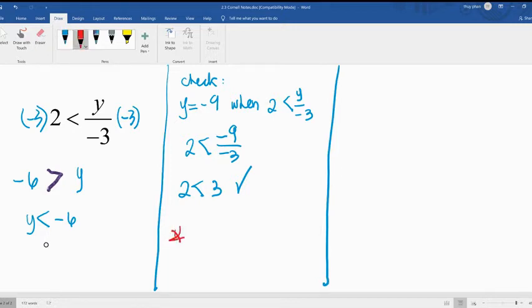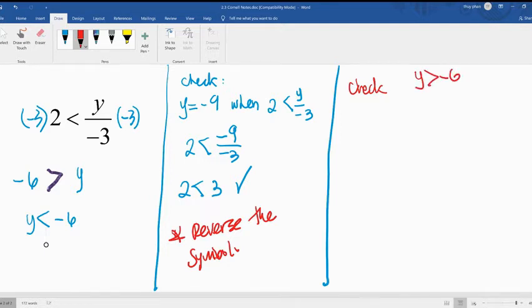Now, this here was a problem where I reversed the symbol. Let's take a look at if I had not reversed the symbol. So I'm going to do a check, and I'm going to actually say, you know what, y is greater than negative 6. Let's say I didn't reverse the original inequality sign.